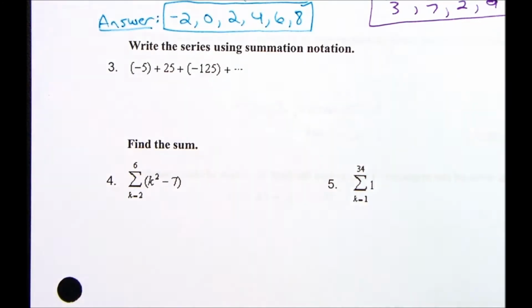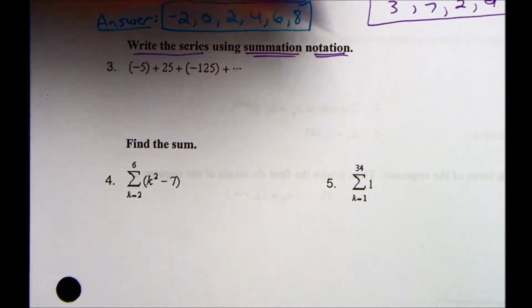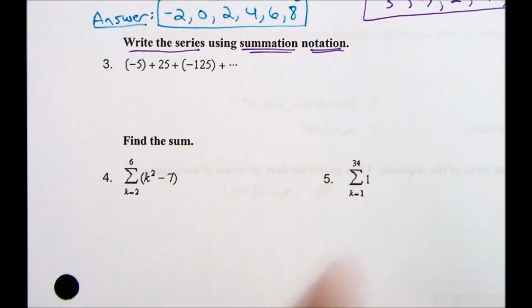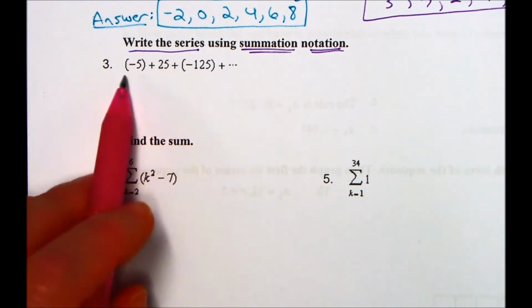Moving on to number 3. In number 3, you're writing the series using summation notation. These next problems, 4 through 9, are all written in summation notation, so those are good examples. So we're going to write our rule. It's going to look like this, but we have to figure out what's happening.